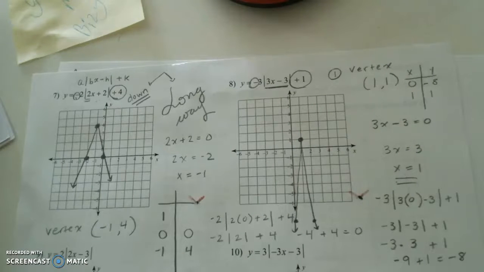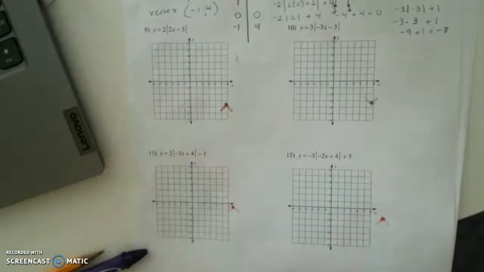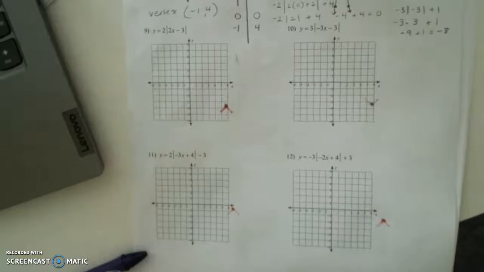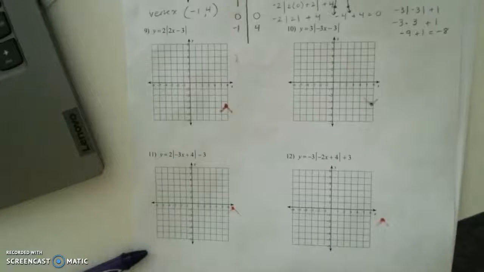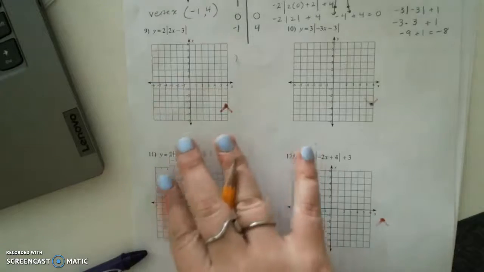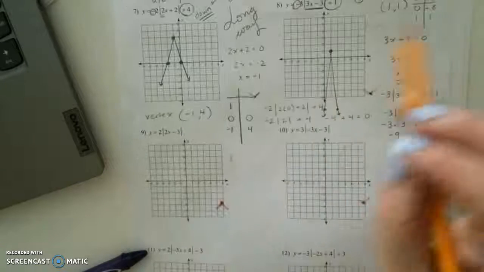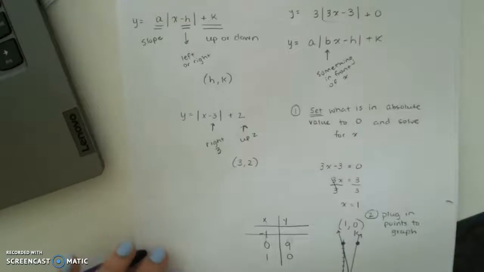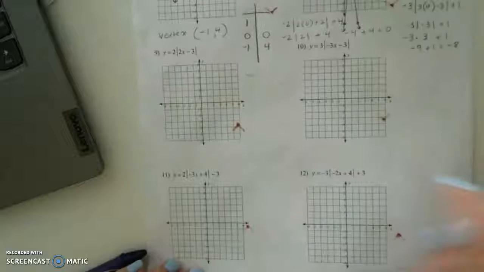All right, so here's your challenge, okay? I want you to do 9 through 12. I want you to try your best. I don't want you to look at it and say, I don't know how to do this, and then not do it. I want you to look at the work that I just did for you, look at the notes that we just took, and try your best on these.